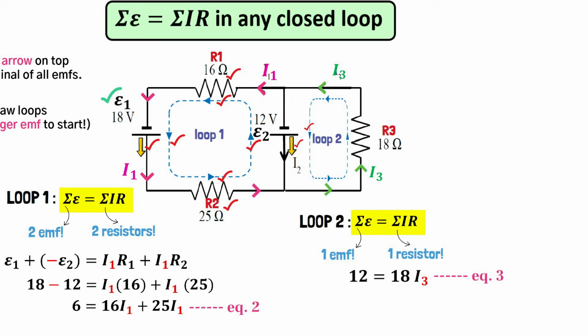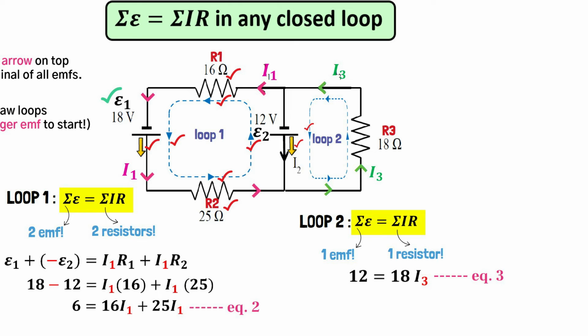Dan lihat direction dia. Direction apa? Direction current I3 sama dengan direction of the loop yang kita dah lukis. So 18I3 must be positive 18I3. Alright? So kita dah selesai tulis equation yang ketiga dengan betul.